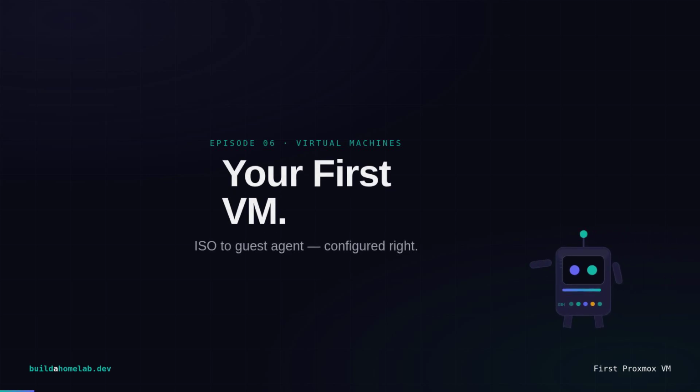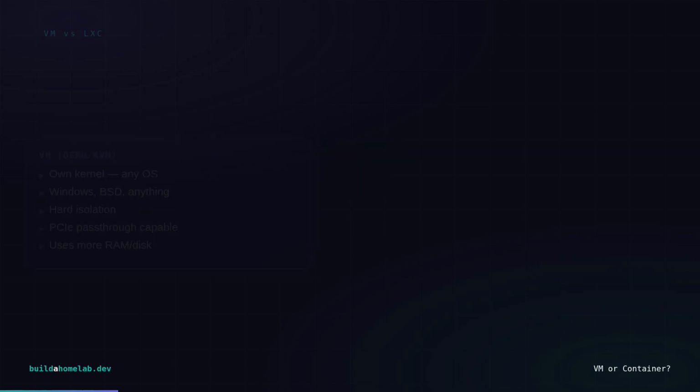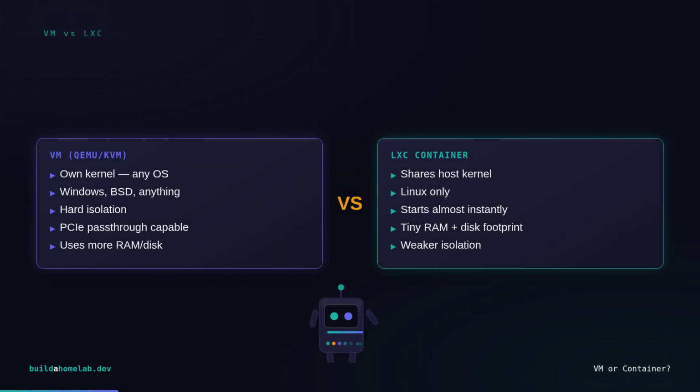Time to build your first virtual machine on Proxmox. Not just click Next, Next. The settings that actually matter. Upload an ISO, configure the wizard correctly, install the OS, and wire up the guest agent for clean shutdowns and live stats. First decision: VM or container.